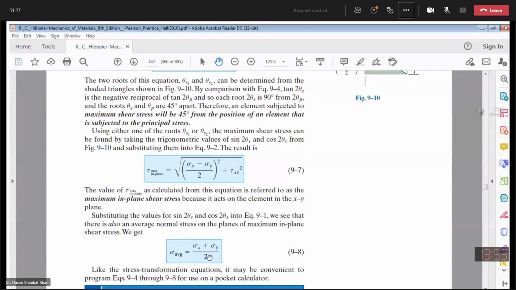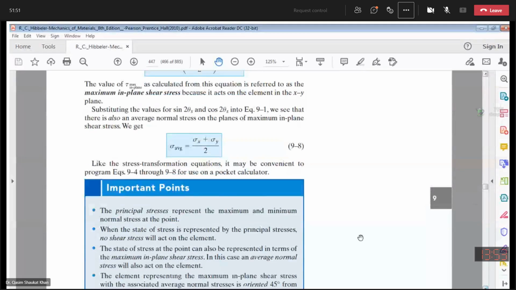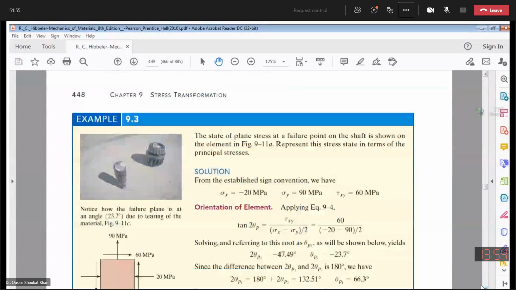The point I want to reinforce here is that over the principal planes you will get the principal stresses. However, on the shear planes, you will get the maximum in plane shear stress and the average normal stress. Okay, you will get these two things. So this is the short summary they have written. So all these points we have covered.